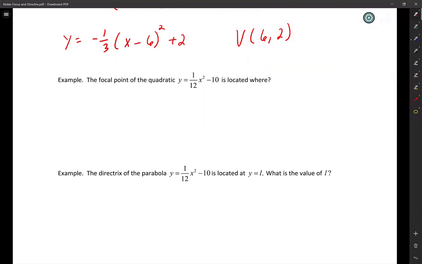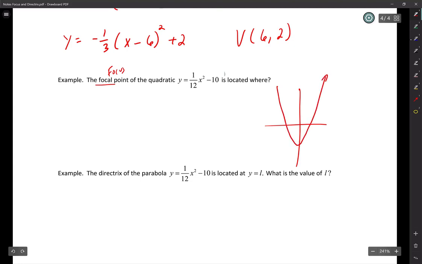So here are the questions that your online quiz has through your Canvas. The focal point of the quadratic is located where? Well, look at this. They don't give you a hard equation. Yes, focal point is the same thing as focus. Sorry, I should have said that. That is the same thing as this. It's actually a lot fatter than that, but all right, let me draw that.